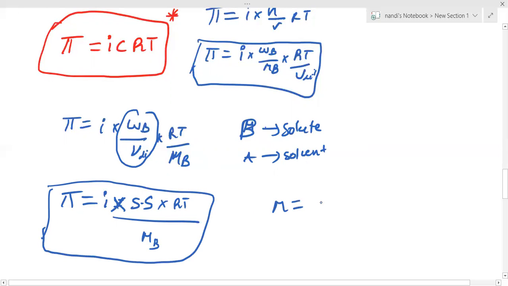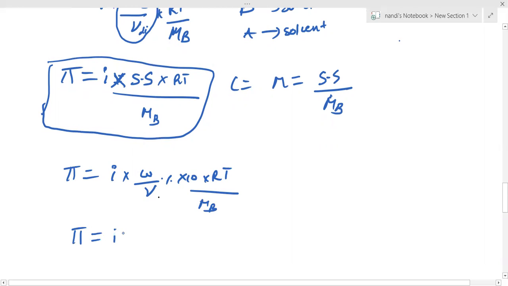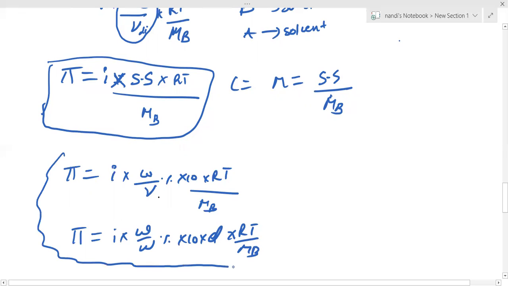Otherwise, you know that molarity is equal to the strength of the solution divided by the molecular weight. You can substitute C equal to molarity directly. Once you get pi equal to i into, in place of strength of solution, I can write W by V percent into 10 into RT by molecular weight of solute. And we can write pi equal to i into W by W percent into 10 into density into RT by molecular weight. So you can use any formula for solving osmotic pressure problems. Any formula you can use.